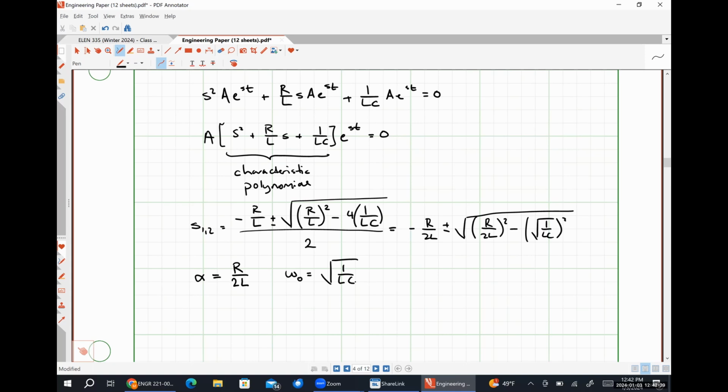So I could make this look like a form where it's going to be negative alpha plus the square root of alpha squared minus omega naught squared, so that both things are squared inside of the square root. Literally just arbitrarily making it. Omega naught as a quantity has a special meaning, and so that's why I wanted something in that form. And then to make the math work out, I needed to take the square root and then square it.